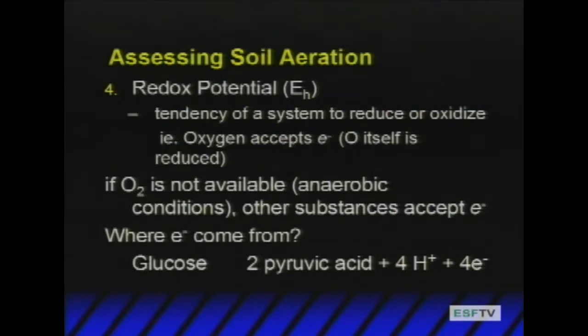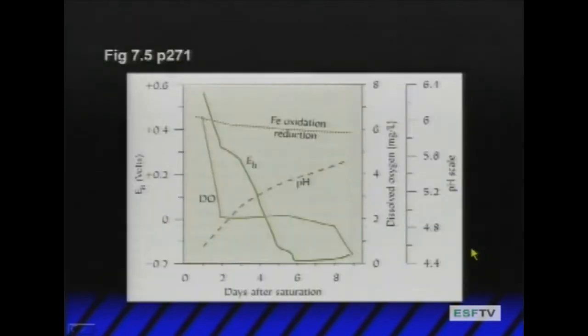Well, the question is first, where do they come from? You remember glucose, that 6-carbon sugar that everyone knows and probably studied back in cell physiology and cell biology. Glucose gets converted in respiration to pyruvic acid and H+, and in the process generates electrons. So respiration generates electrons, and these electrons have to go somewhere. They just can't disappear in the system. And of course, they go to other things. So if oxygen's not around, they go to iron.